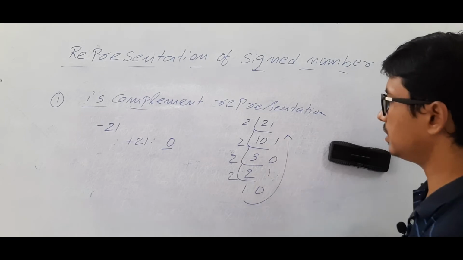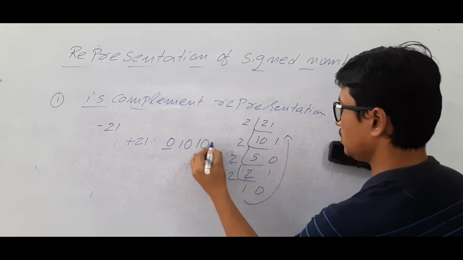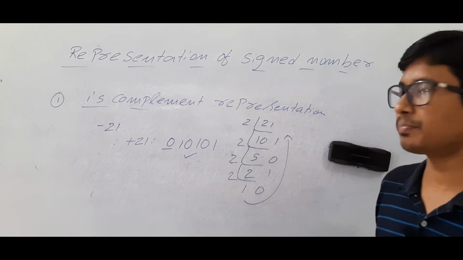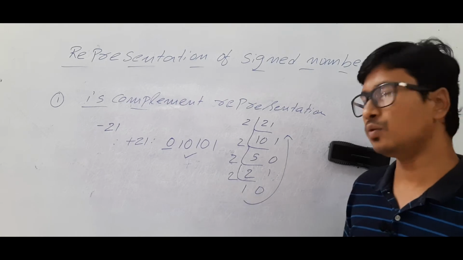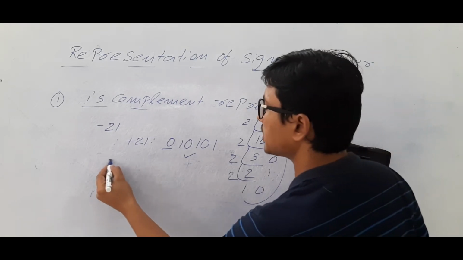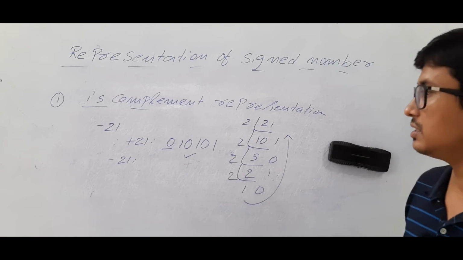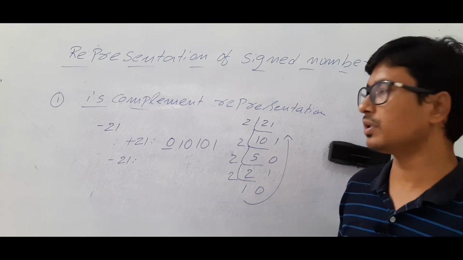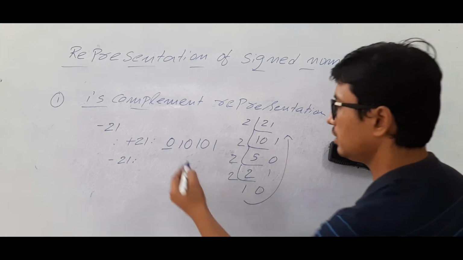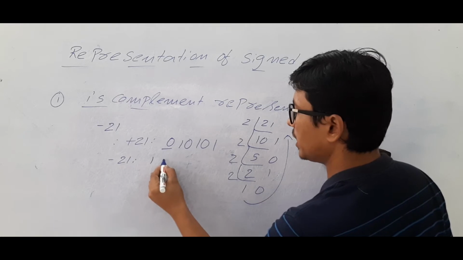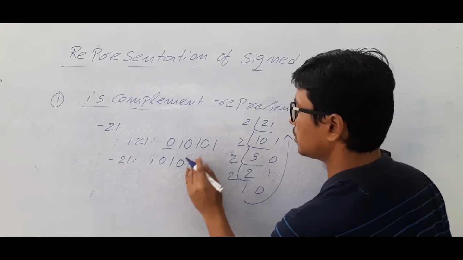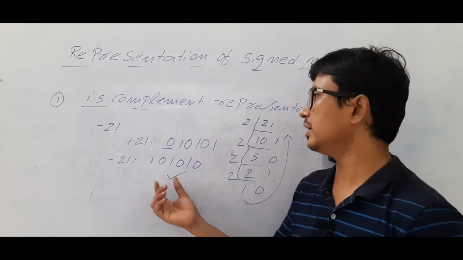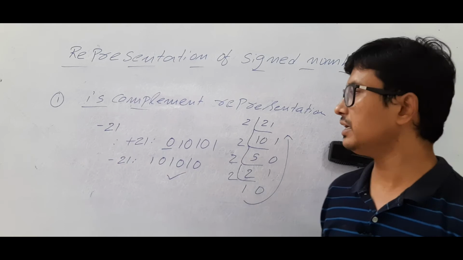So you have the number 10101. From bottom to top I have represented. So this is the way I will represent plus 21 using the ones complement. Now if I want to represent the minus 21, that is what our question is. What you have to do is simply compute the ones complement of plus 21. So if I do the ones complement of it, 1 0 1 0 1 0. So this is minus 21 in ones complement representation.